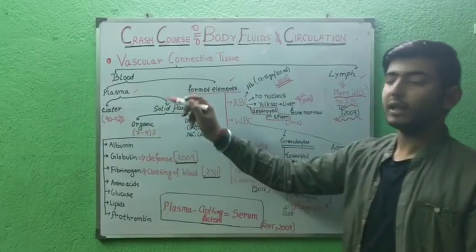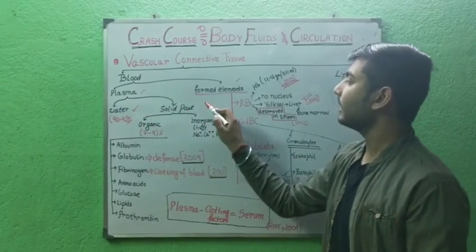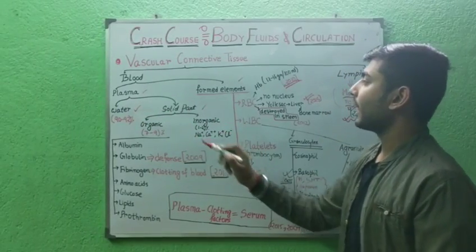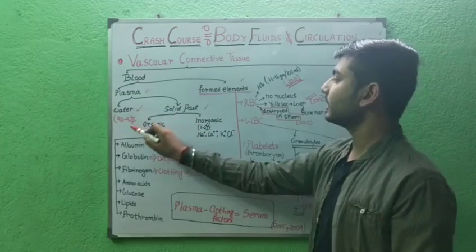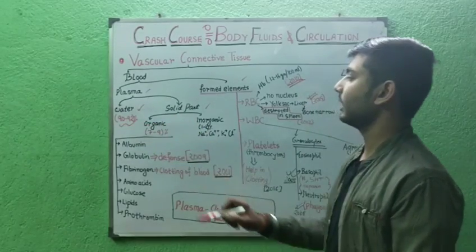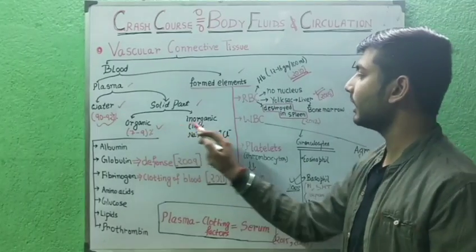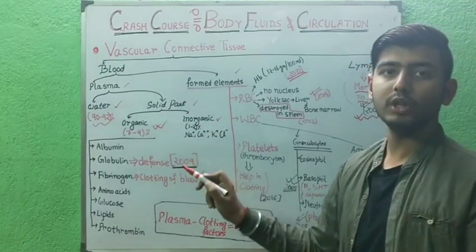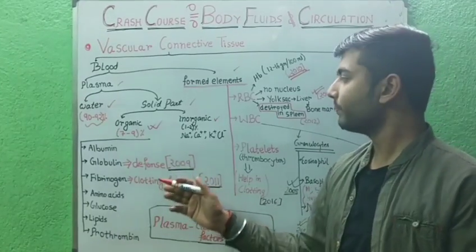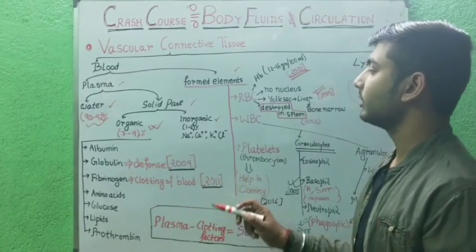Now in the blood portion, blood is divided into plasma and formed elements. The plasma is the liquid part of the blood. It contains water and a solid part. Plasma is generally a straw colored fluid, yellowish in nature. It contains water about 90 to 92%, while the solid part consists of organic and inorganic substances. The organic substances are of major use from our exam point of view. These constitute about 7 to 9%.